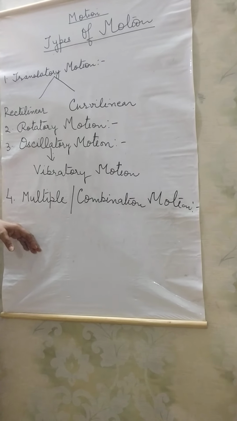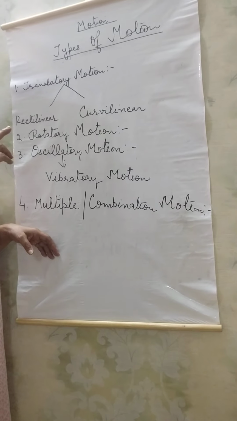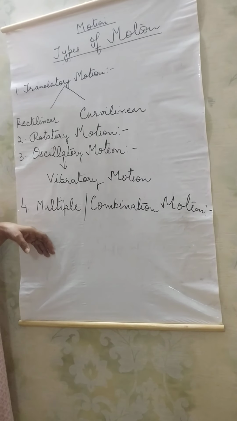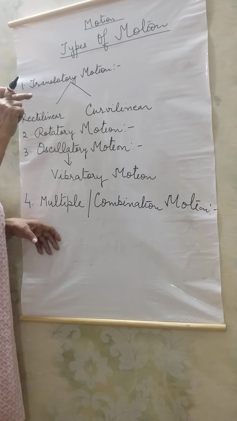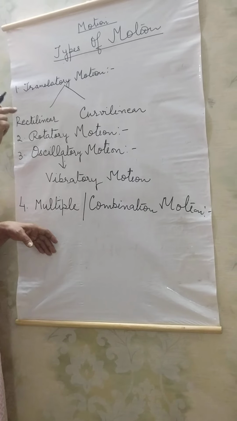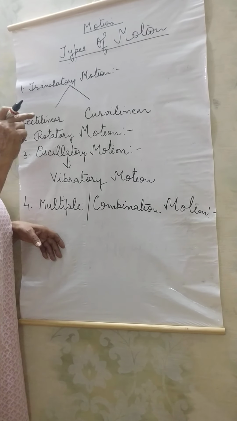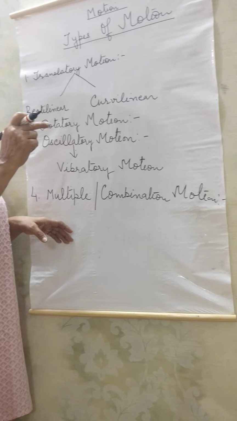So wheels of a moving car possess multiple or combination motion. Then the use of a drilling machine. A drilling machine has translatory and rotatory motion both. When you are drilling a hole inside the wall, it is rotating, so it is rotatory motion, and it moves forward, so it is translatory motion.